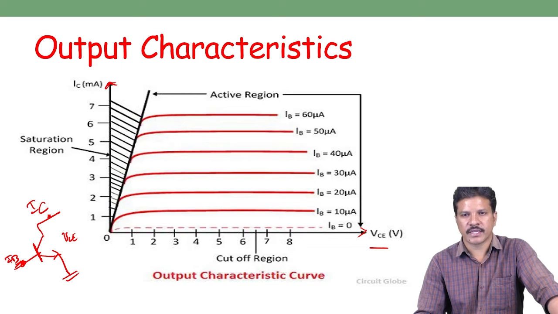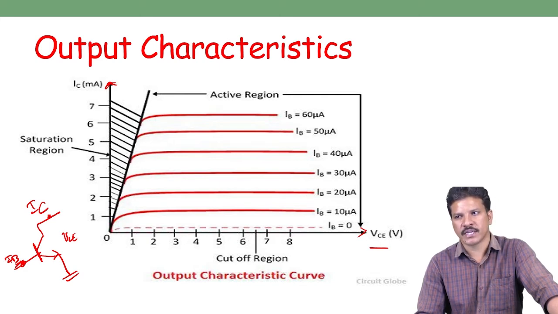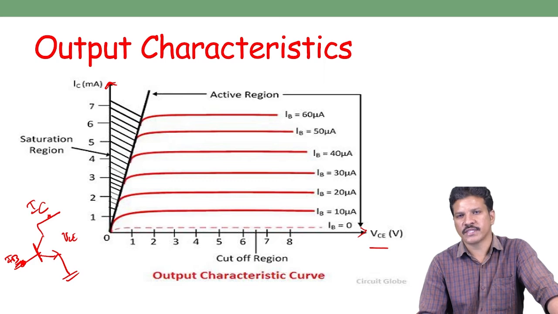The output characteristic can be explained with three regions, which are called cutoff region, active region and saturation region. In all configurations, output characteristics can be described. Output characteristic can be explained with these three regions. One is cutoff region. First, we will focus on cutoff region.